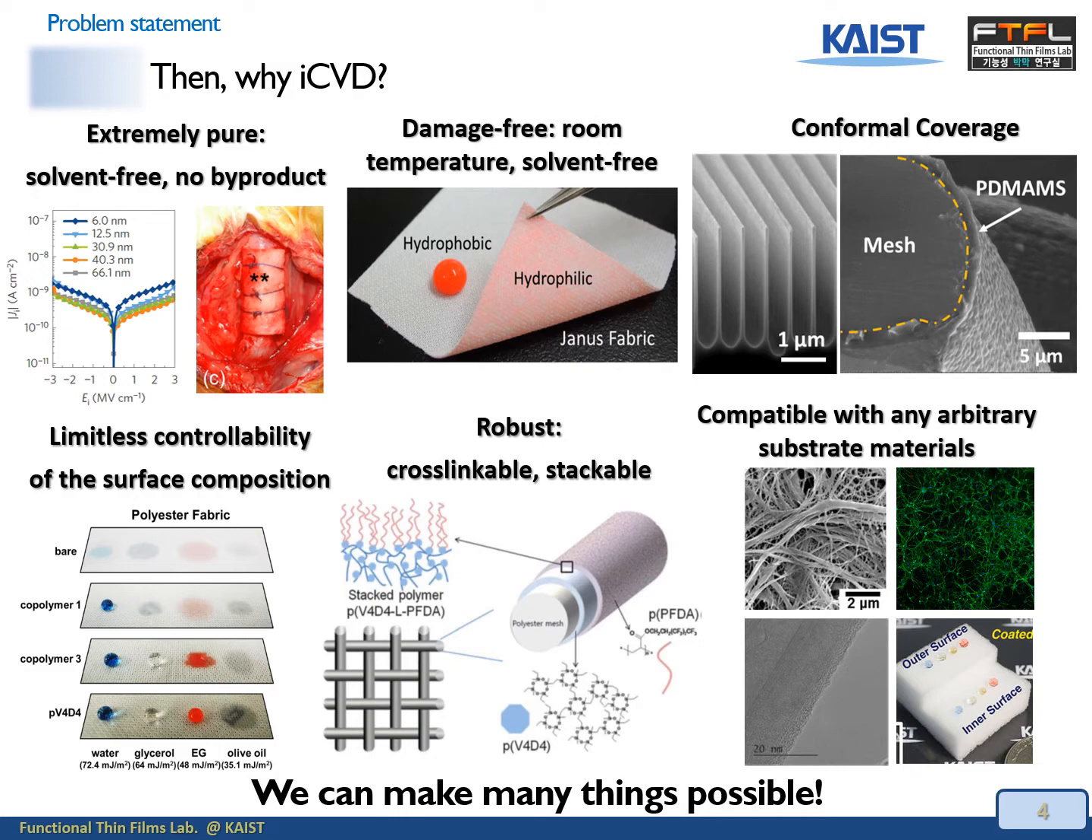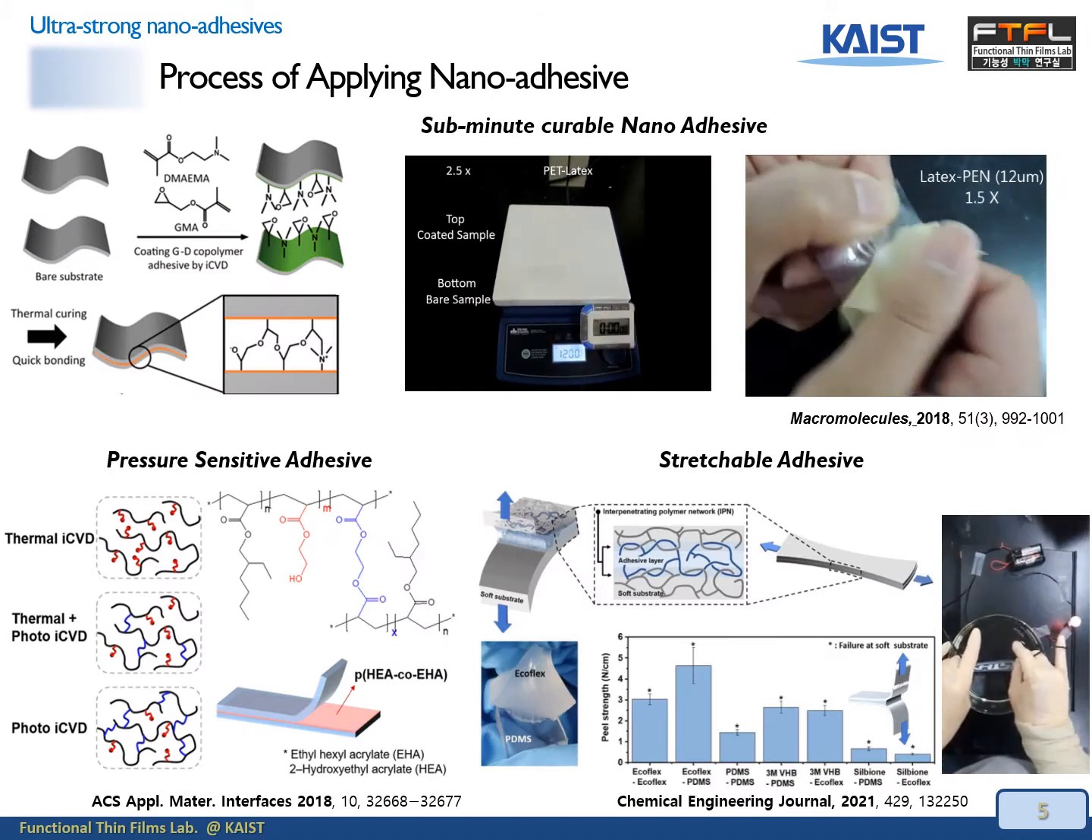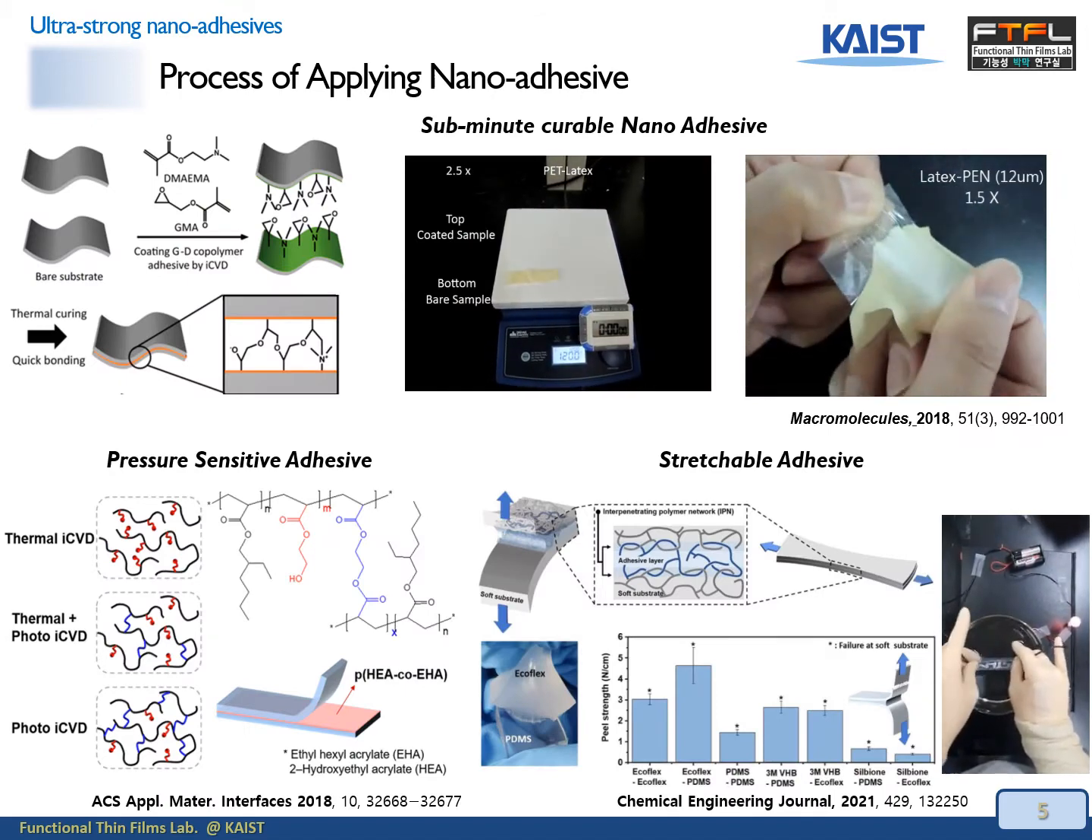The iCVD process has various advantages compared to liquid phase processes. Because it is a solvent-free, no-byproduct, and room temperature process, damage-free polymerization is possible, and the inherently conformal nature of CVD allows us to produce a variety of structures. In addition, copolymers with various compositions can be fabricated regardless of miscibility, and it allows the polymer to be introduced onto various substrate materials. The iCVD system can be utilized in various applications.